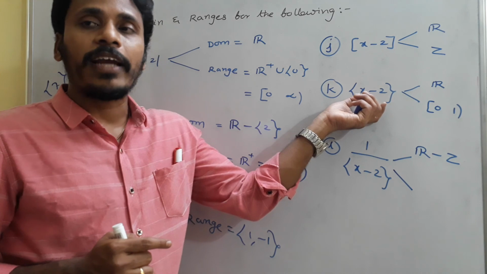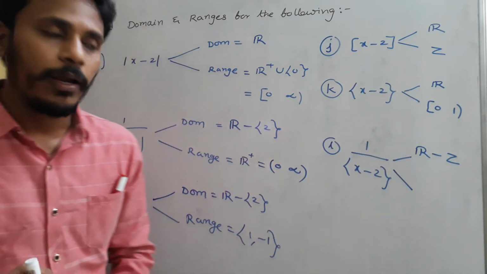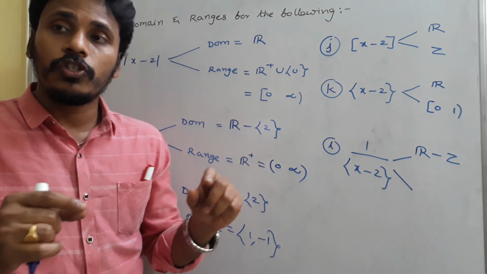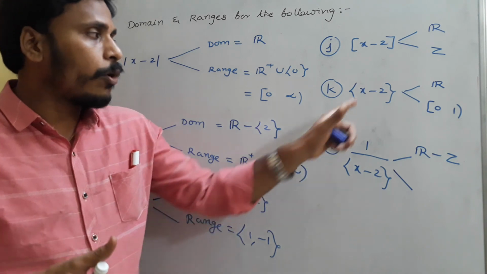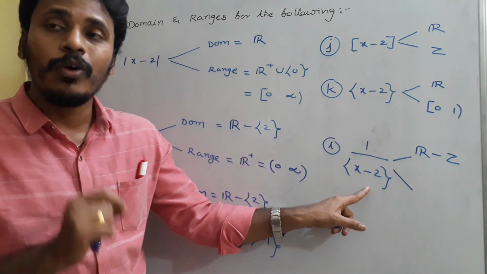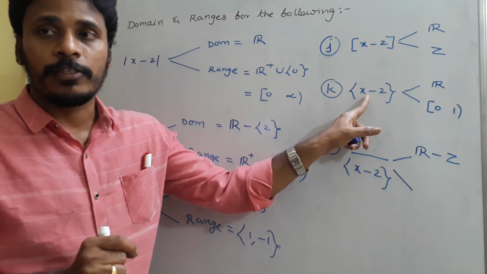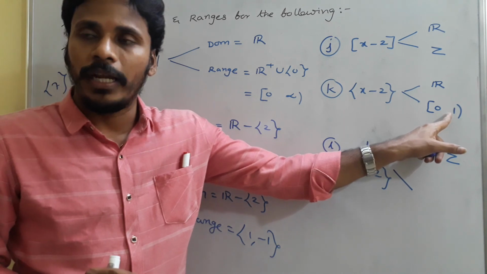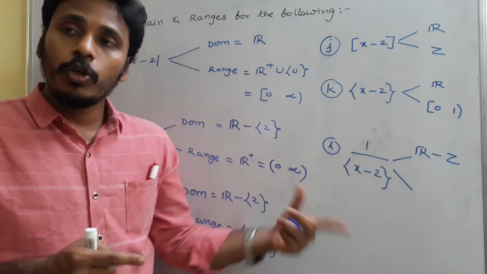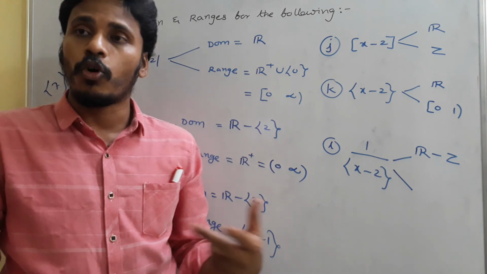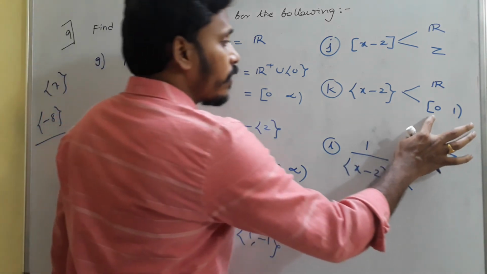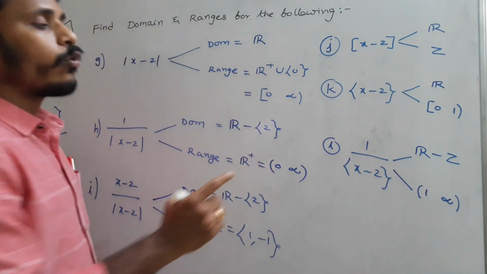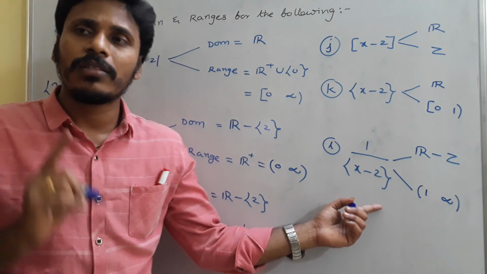See, the range of the fractional part of x minus 2 is in between 0 and 1. And here now 1 by the fractional part of x minus 2. So the values which are in between 0 and 1, we need to take their reciprocal, because 1 by the fractional part of x minus 2 is just the reciprocal of the fractional part of x minus 2. For suppose if you take this fractional part value as 0.9, you will get 10 by 9, the reciprocal of 0.9. In such a way, if the value is in between 0 and 1, its reciprocal is greater than 1. 1 to infinity is the range for this function.